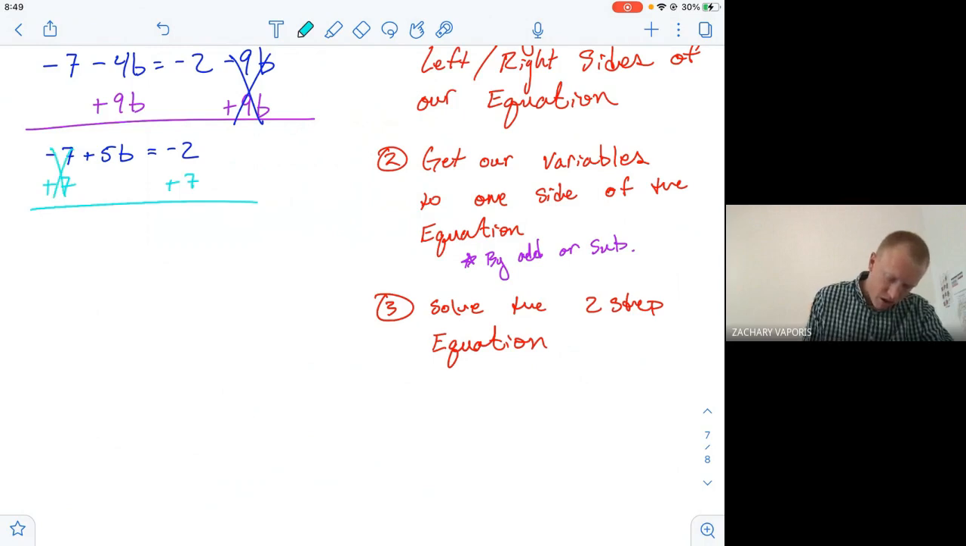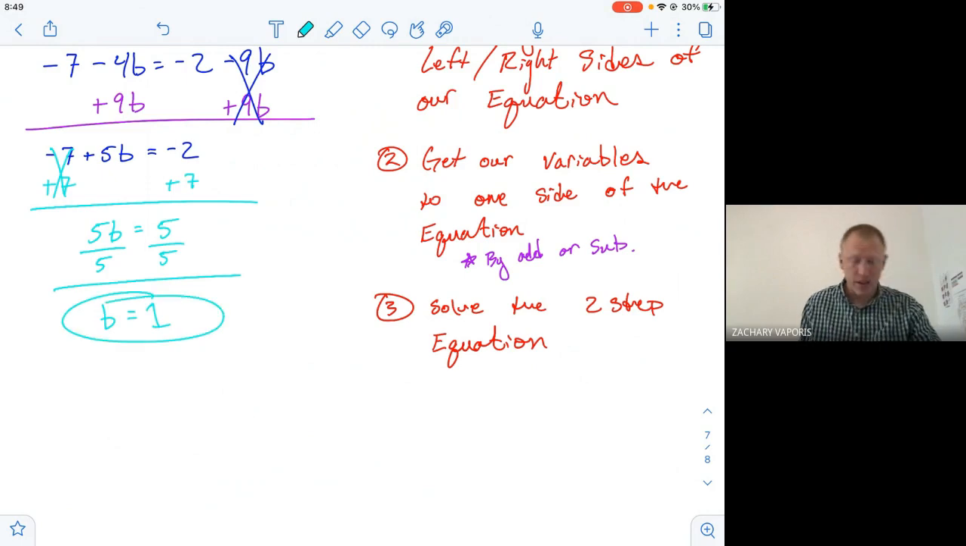We know those will zero out. We're left with 5b equals, here we go, 5. Divide by the 5, divide by the 5. We're going to be left with b equals 1. And that's going to be my answer, right?